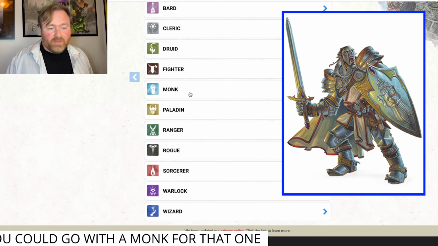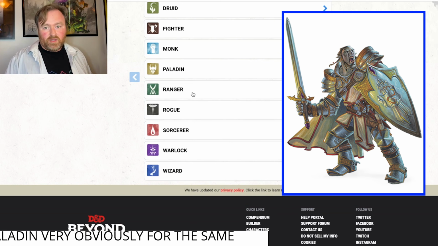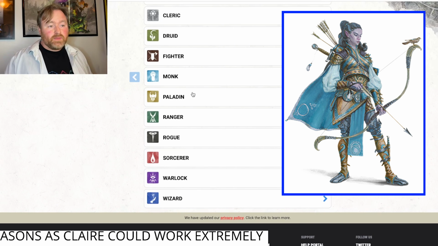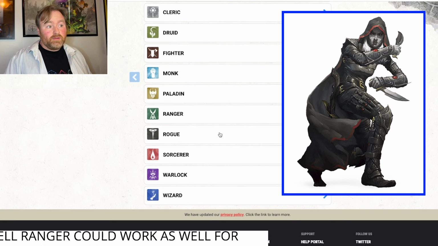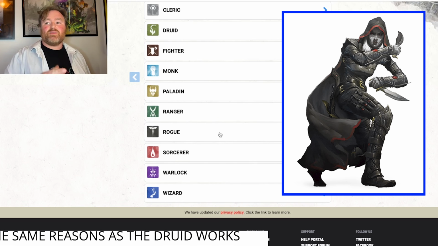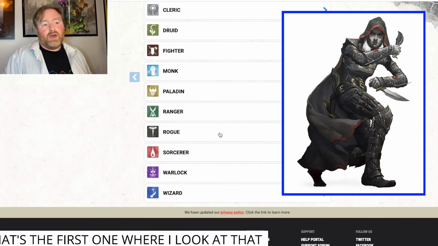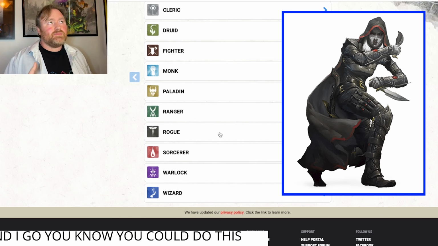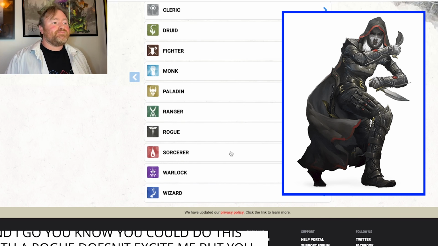Paladin, very obviously, for the same reasons as cleric, could work extremely well. Ranger could work as well, for the same reasons as the druid works. Rogue probably could work. That's the first one where I look at that and I go, you know, you could do this with a rogue. Doesn't excite me, but you could.